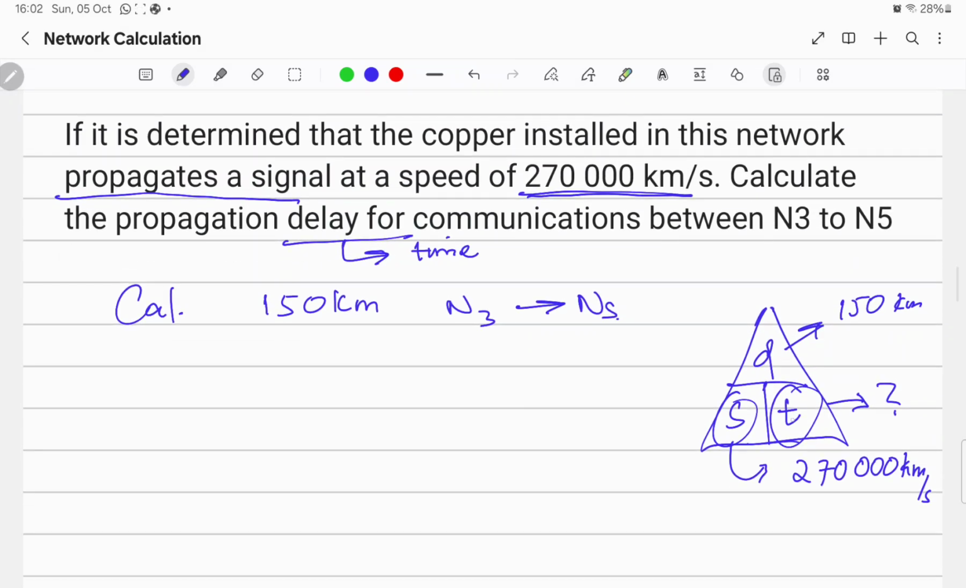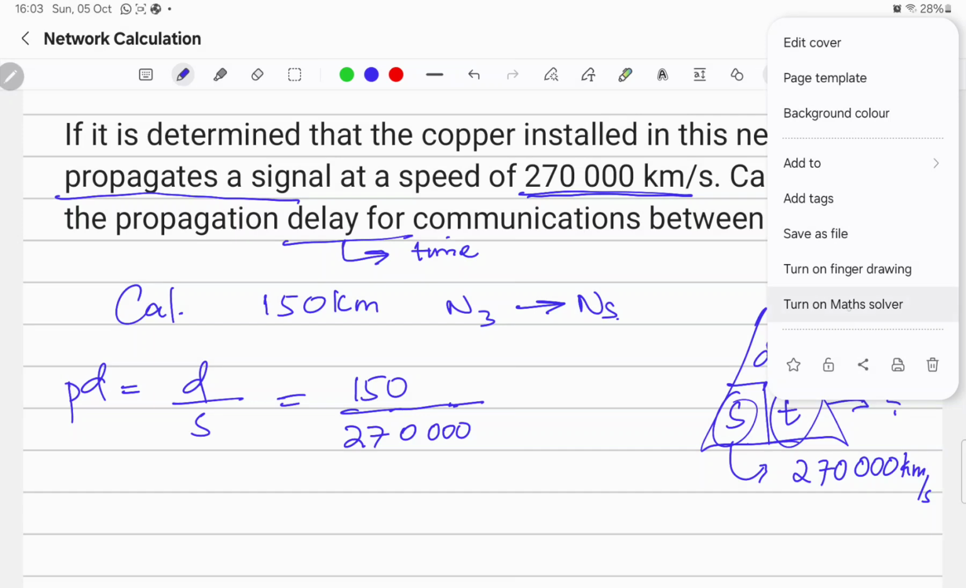So we are looking for time. Time is equal to distance divided by speed. So the propagation delay is equal to distance over speed. Our distance is 150 kilometers divided by 270,000.